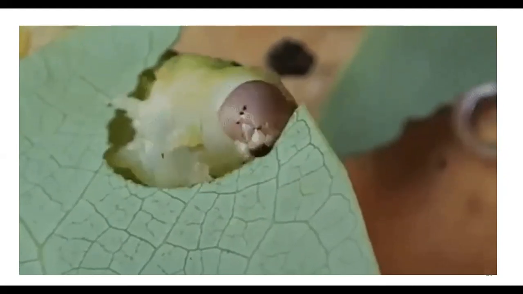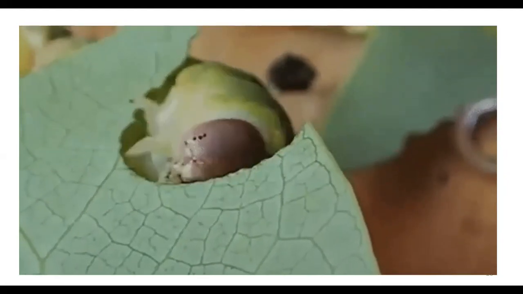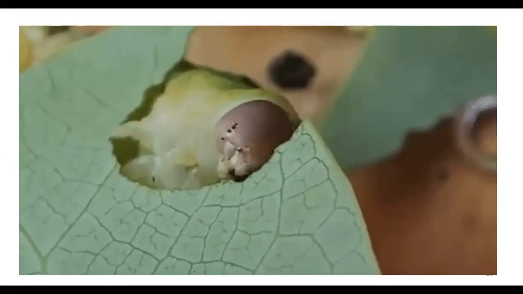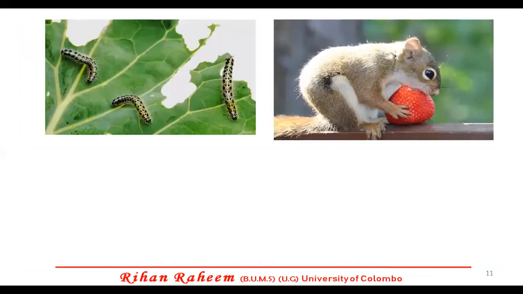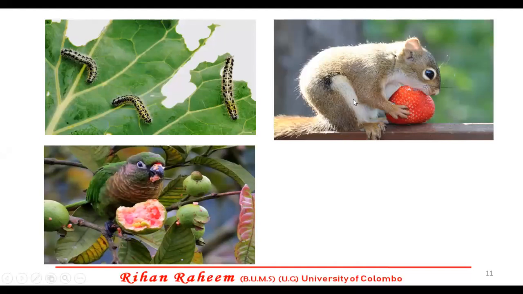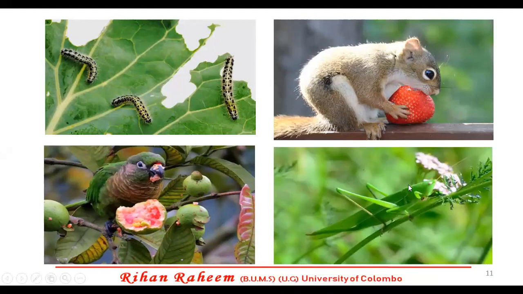So here the caterpillar is eating the leaf. So caterpillar and the leaf has a connection. That is the plant and the animal has a connection. And the next, here again, the caterpillar example is shown. Now this one, the squirrel. It is also coming to eat the fruit. Here it's a strawberry fruit. And the parrot. Can you see a parrot? That parrot is eating the guava. And also many other things. For example, grasshopper. It's coming to eat the grass. So all these plant, all these animals, why did they get attracted and come to your home garden to eat the food?